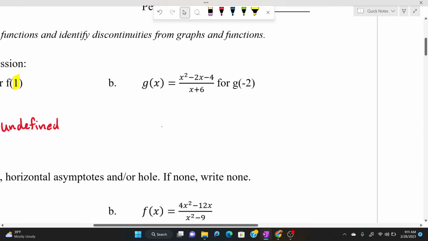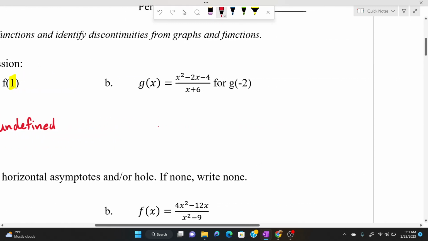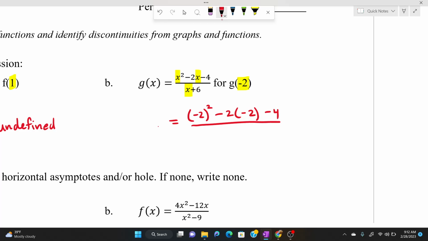All right, let's try the next one here. I encourage you to pause the video and try this problem on your own. I'm going to assume you have paused it. So here we go. Everywhere I see that x, I plug in a -2. I like to use parentheses here so that if I am using a calculator and I plug it in, especially when that thing is negative, it doesn't give me any weird errors.